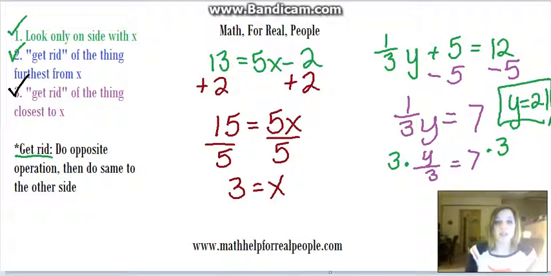Now notice I did not teach you one that looks like this. This is different. We didn't do anything that subtracted x. We're going to save that for when we do solving with multiple steps. So you don't know how to do this part yet. Okay? Thank you.